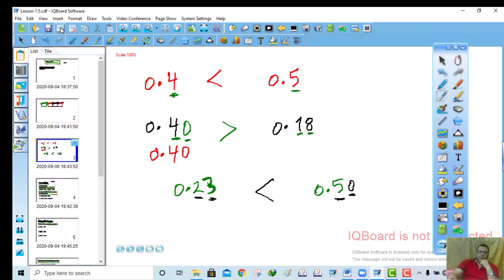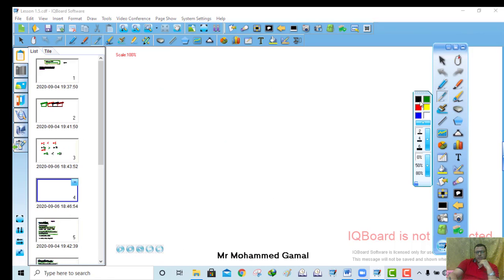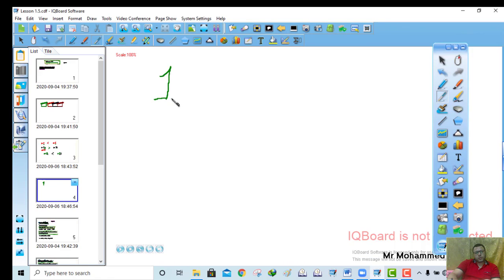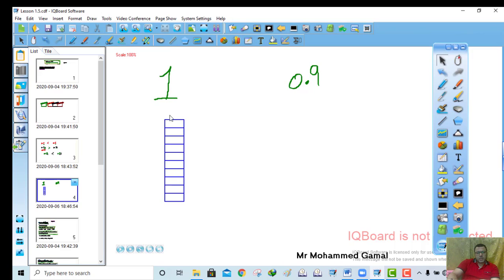I have another question here. Sometimes they will play with you, like a whole number 1 and here is 0.9. Maybe one student will tell me, teacher, here is 9 and here is 1. Okay, but this one is one whole. It's like you have 10 equal parts. If I draw 10, the one whole means I will shade all of the 10.